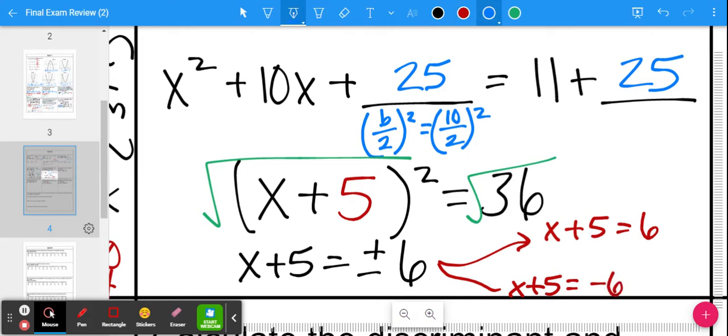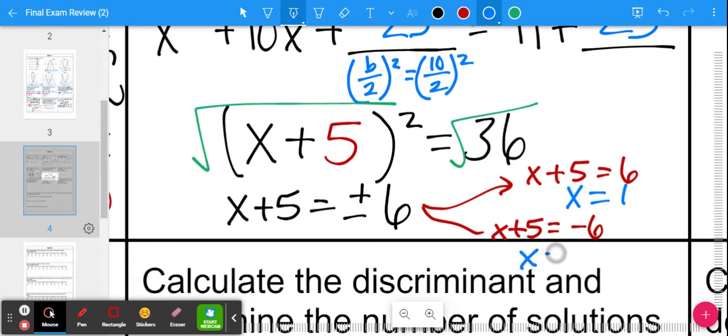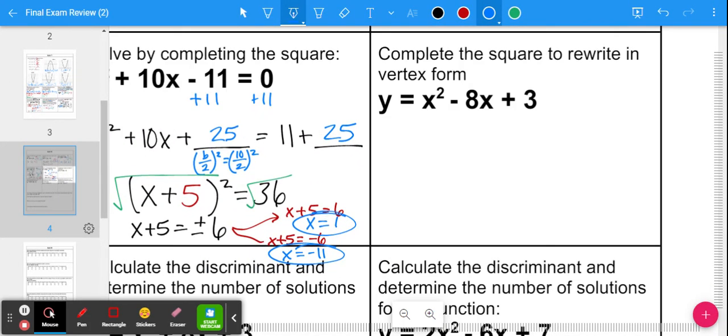So when we solve these, we subtract 5 from both sides, so we get x equals 1. Subtract 5 from both sides on the second one, and x equals negative 11. So those are your two x values that are solutions to this quadratic. And remember, solutions, the x values are the same as your roots, your zeros, your x-intercepts.